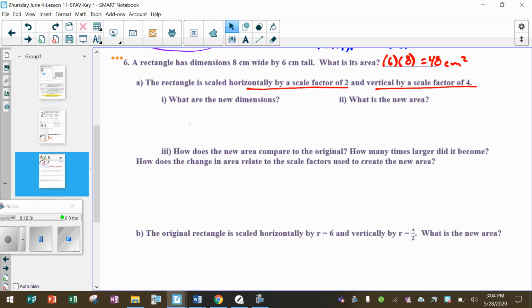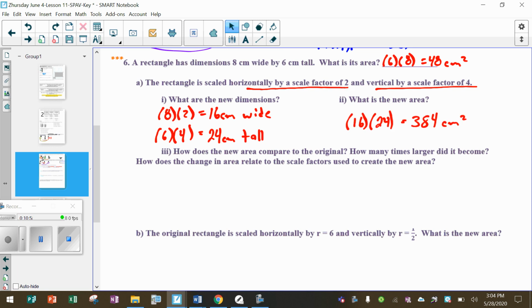So let's figure out the new dimensions. It was 8 centimeters wide times the scale factor of 2, which means the new dimension would be 16 centimeters wide. And then 6 centimeters tall times the scale factor of 4 makes it now 24 centimeters tall. These shapes are not similar, but we do know the scale factors that were used to increase each of the side lengths. The new area, base times height, is 384 square centimeters.